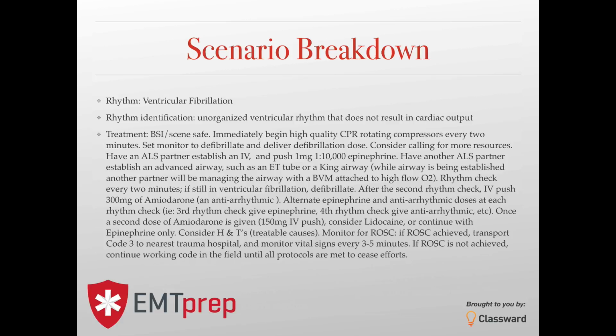We'll have another ALS partner establish an advanced airway, such as an ET tube or a King airway. While airway is being established, another partner will be managing the airway with a BVM attached to high-flow oxygen. We'll perform rhythm checks every 2 minutes. If they're still in ventricular fibrillation, we'll defibrillate. After the second rhythm check, we'll IV push 300 milligrams of amiodarone for the antiarrhythmic effects.